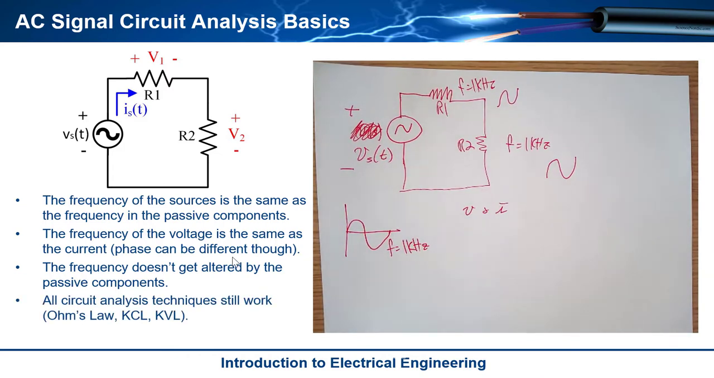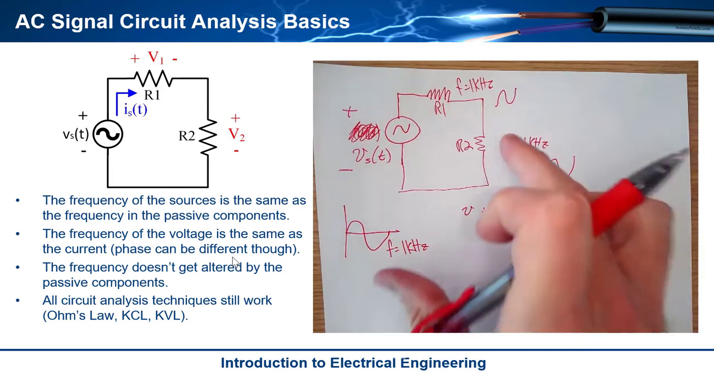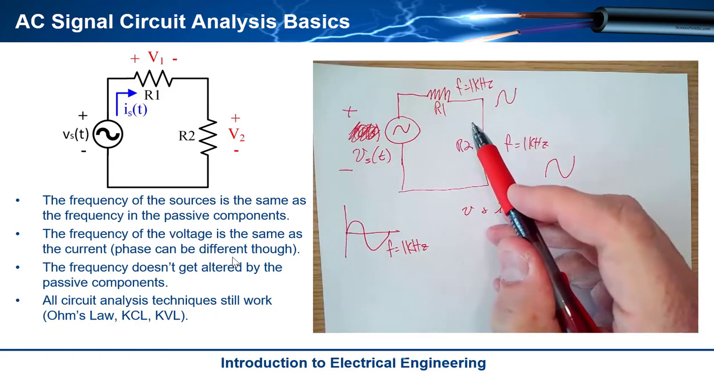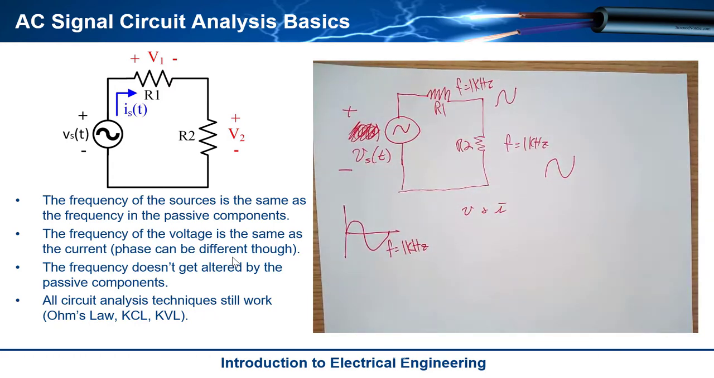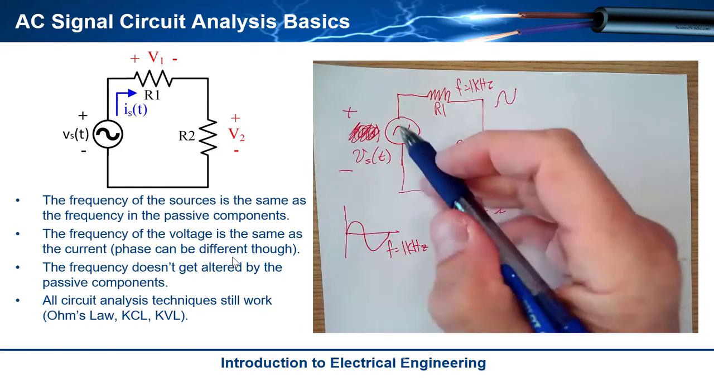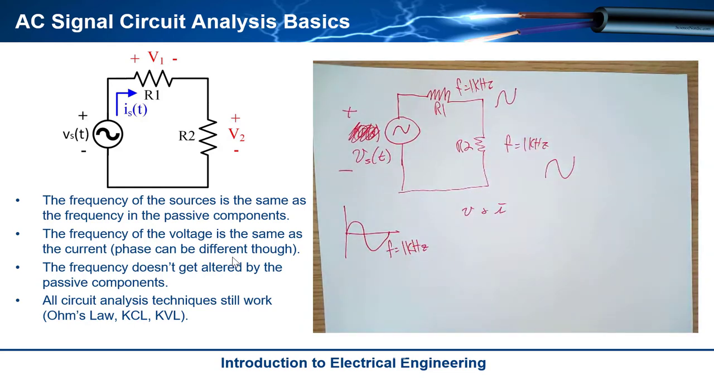And then finally, the really neat thing is that all the circuit analysis techniques that we've looked at still work. They all work the same way. Ohm's law works the same way, KCL works the same way, and KVL works the same way. The reason this frequency thing is such a big deal in AC analysis, which is actually called sinusoidal steady state analysis, is that it just means you have a constant sine wave that's going forever.